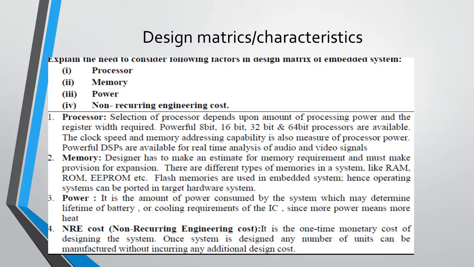The fourth one is NRE cost, that is non-recurring engineering cost. It is the one-time cost of designing the system. Once the system is designed, any number of units can be manufactured without incurring any additional design cost.